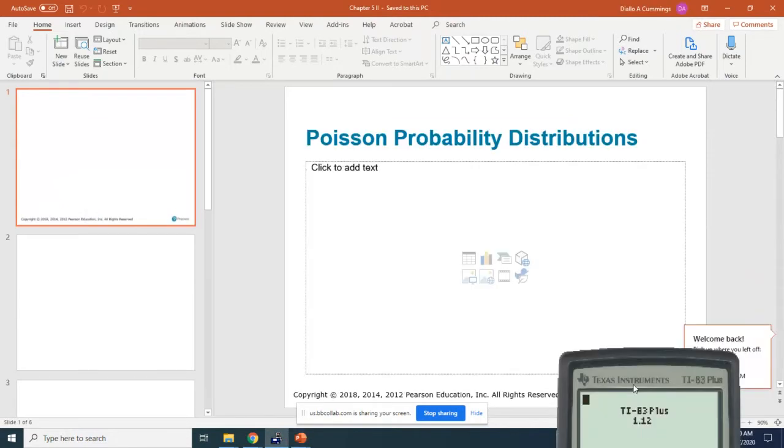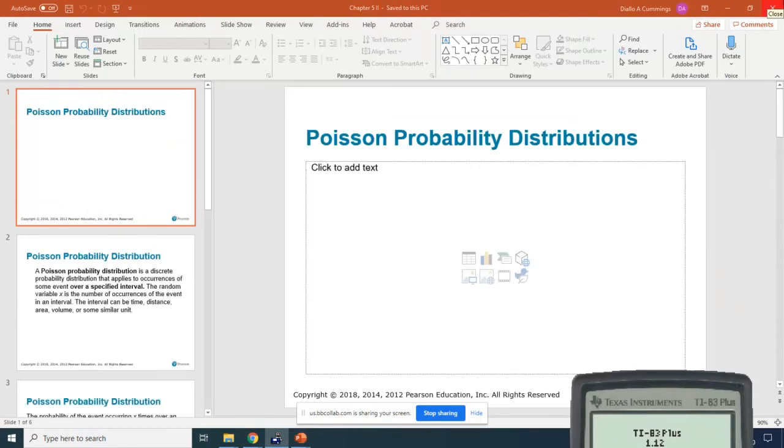All right, so what we're going to do today is we're going to finish up chapter 5. We're going to talk about the Poisson distribution, and we're going to begin chapter 6. And in chapter 6, we'll discuss the uniform distribution, and we'll also discuss the normal and standard distributions.